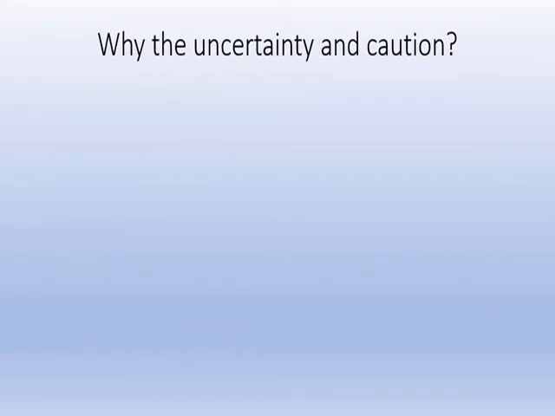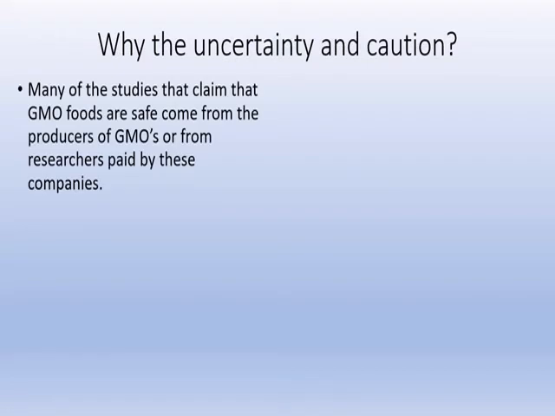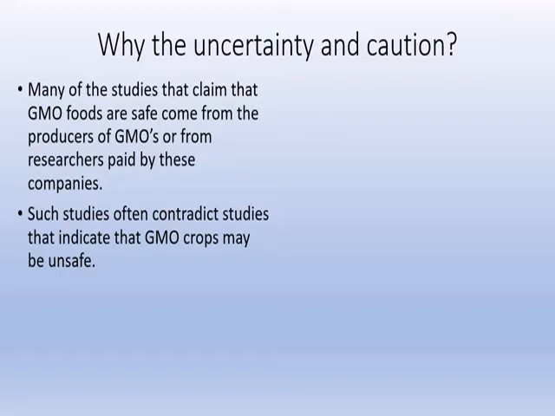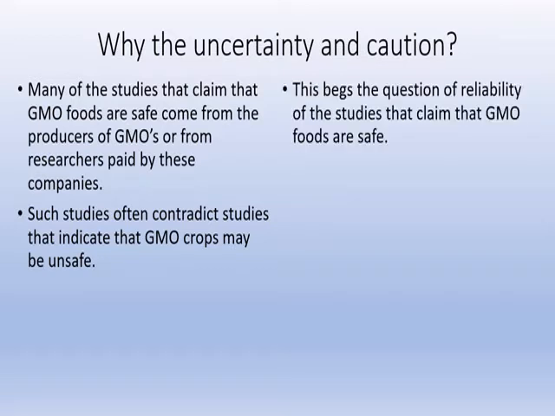Why the uncertainty and caution? Here are some other reasons why. Many of the studies that claim that GMO foods are safe come from the producers of GMOs or from researchers paid by these companies. Such studies often contradict studies that indicate that GMO crops may be unsafe. This begs the question of reliability of the studies that claim that GMO foods are safe. Who must you believe? Who must you trust?